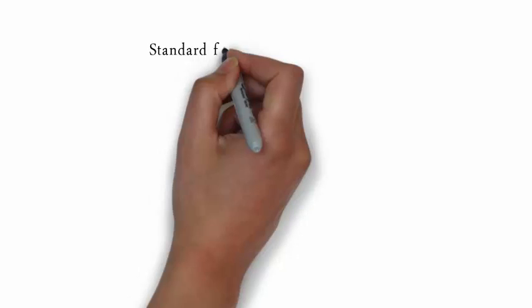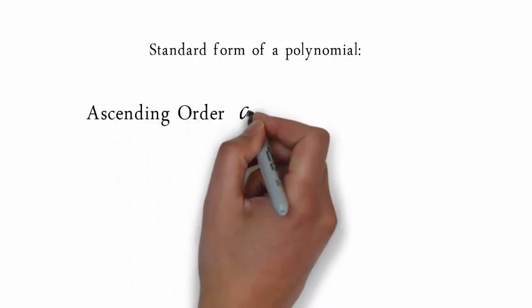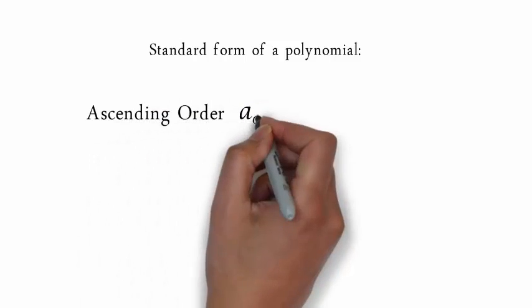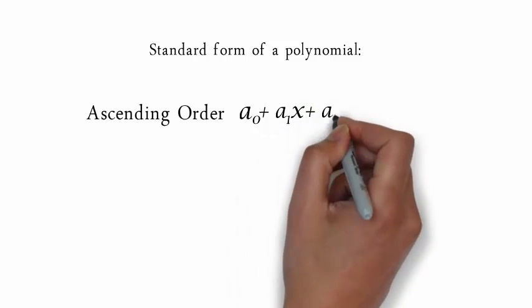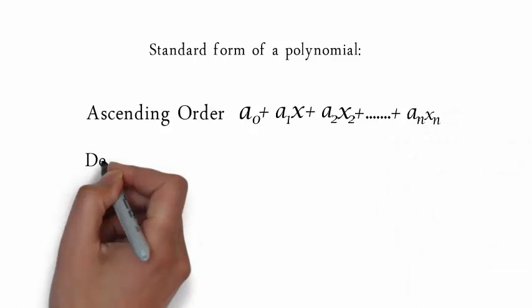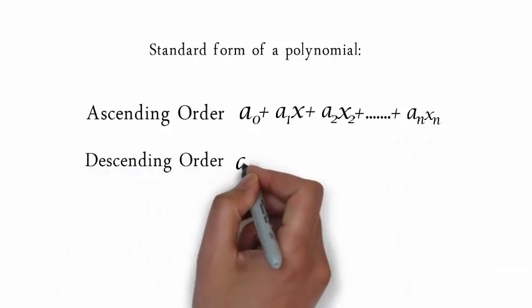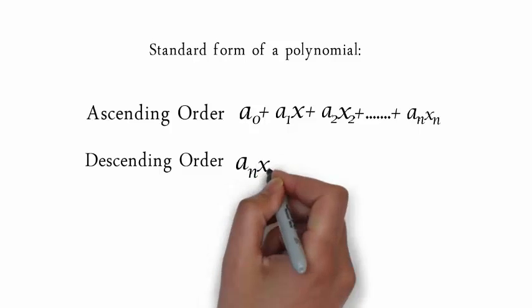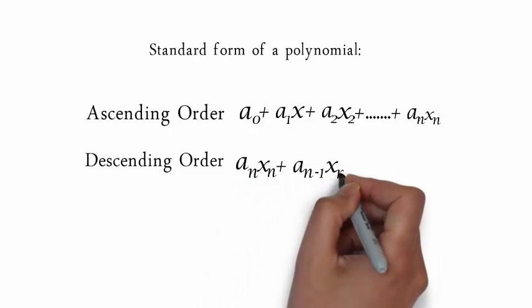Standard form of a polynomial. If the terms of the polynomial p of x are either in the ascending powers of x or in the descending powers of x, then such a form is called the standard form of a polynomial. Ascending order: a0 plus a1x plus a2x² till anxⁿ, and the descending order: anxⁿ plus a(n-1)x^(n-1) till a1x plus a0.